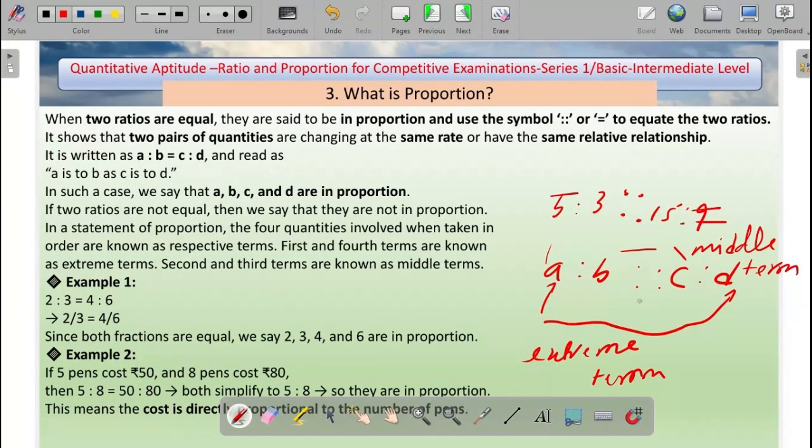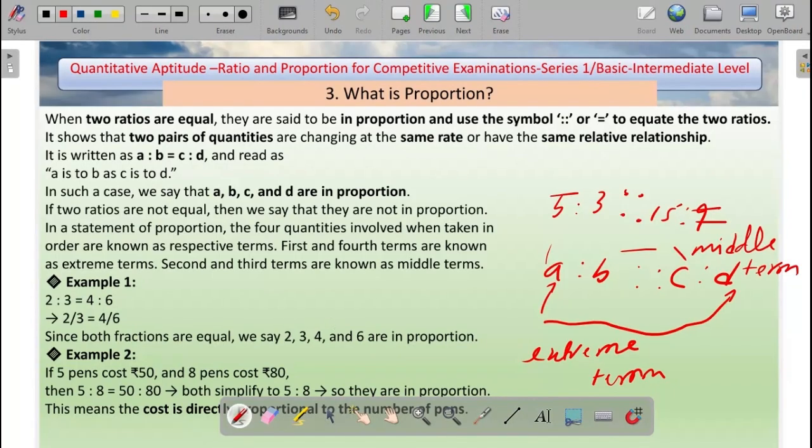Example, 2 is to 3, 4 is to 6. 2 by 3 is equal to 4 by 6. Since both fractions are equal, we say 2, 3, 4 and 6 are in proportion.